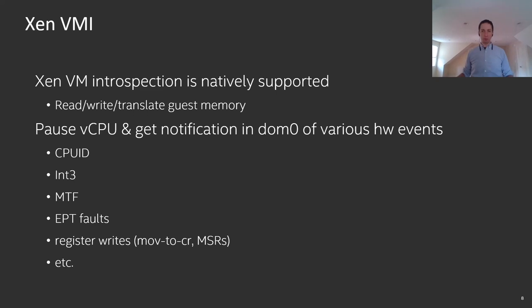Another important bit of the Xen infrastructure that I want to highlight is the introspection subsystem. Introspection allows us to poke inside the virtual machine's runtime, read, write, translate guest virtual memory, but also pause and intercept hardware events as that VM is executing, such as CPUID instruction being executed, software breakpoints, single stepping, EPT faults, and a bunch of other events that can be used very easily to intercept and control the execution of that VM without having to install any kind of agent within that VM, which simplifies the setup a lot.